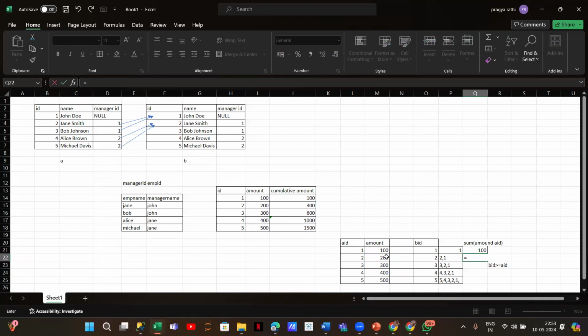Tell me everyone, will I get 300 or not? Are you able to understand? I have 2 and 1, so I'm just taking the amount of that and summing it because I am using sum here. So what about here? Here it is 3 to 1. For 3 I have 300, for 2 I have 200, for this I have 100. So I will get the sum of all these, right? Yes. What about here? I have 4, 3, 2, 1. So I will get the sum of all these amounts. Correct everyone?